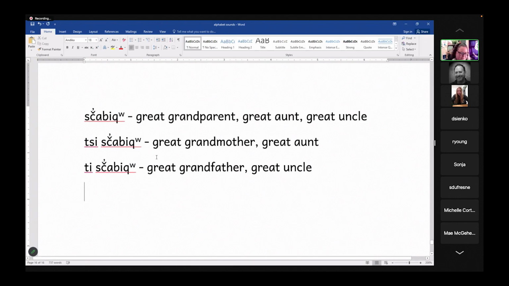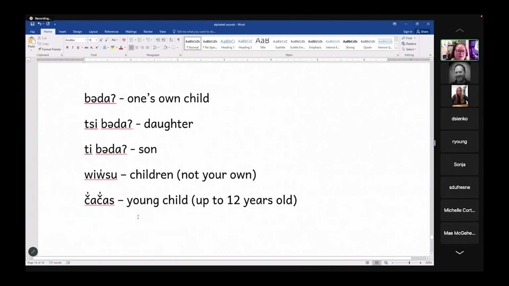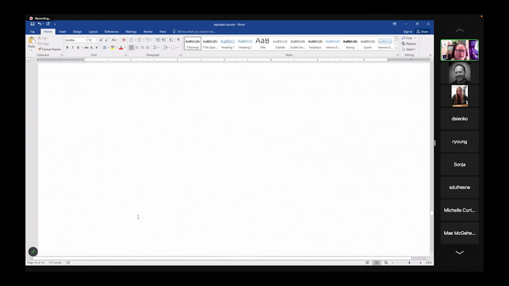So that's how it works on the res. So let's practice this one. Abi, abi, si abi, si abi, ti abi, ti abi. So let's go up and start from the beginning.